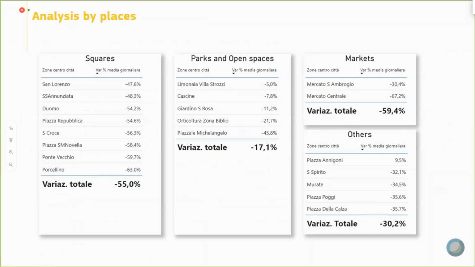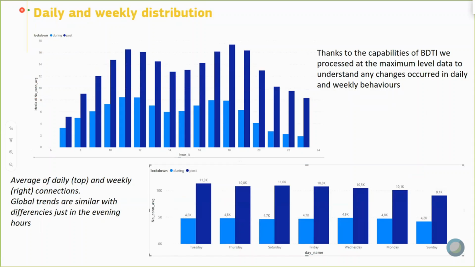And this was very interesting because it told us, in comparing squares, parks, markets, and other spots of the city, which were the top best performers or worst performers, in order to analyze where people were going during this weird period for the city. This added the possibility, thanks to the processing capabilities of the BDTI, to analyze data on an hourly basis. So this helped us to analyze the behavior and the trends of presences on an hourly basis.